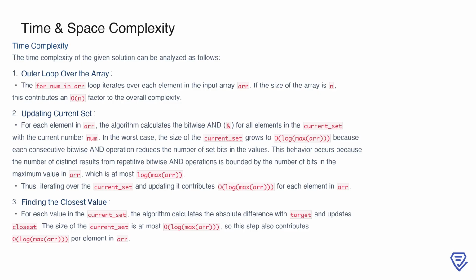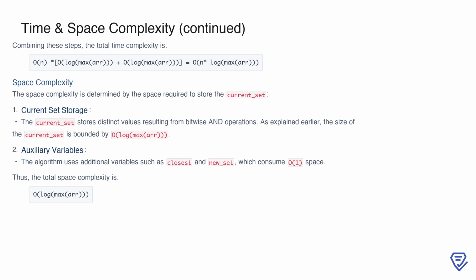Finally, for each value in current_set, the algorithm calculates the absolute difference with the target and updates the closest value. Since the size of current_set is again at most O(log max ARR), this step also contributes O(log max ARR) for each element in the array. When we combine these steps, the overall time complexity becomes O(n) for iterating over the array multiplied by O(log max ARR) for updating current_set and finding the closest value. Simplifying this, we get a total time complexity of O(n * log max ARR).